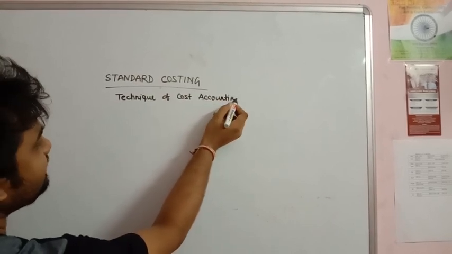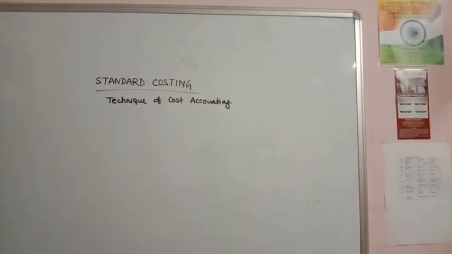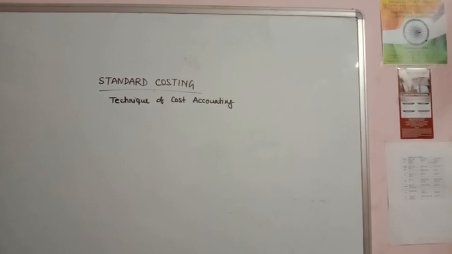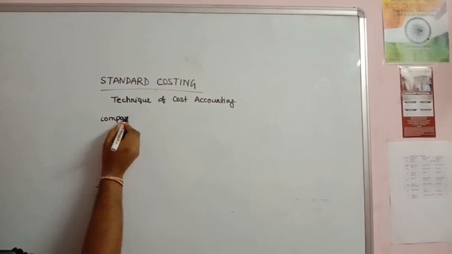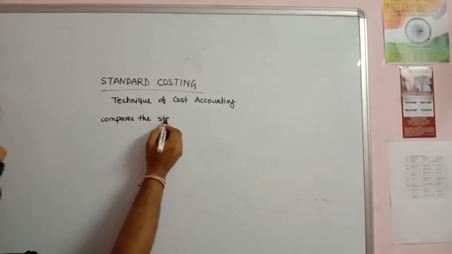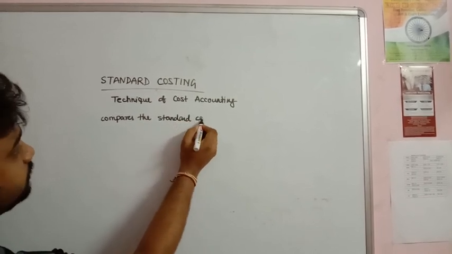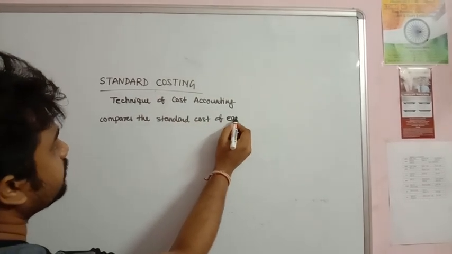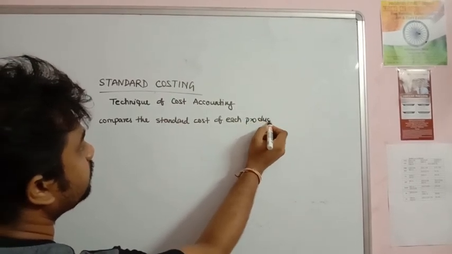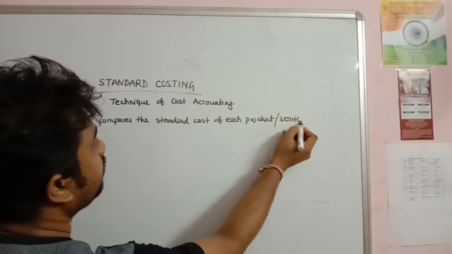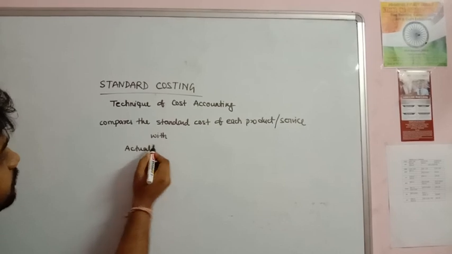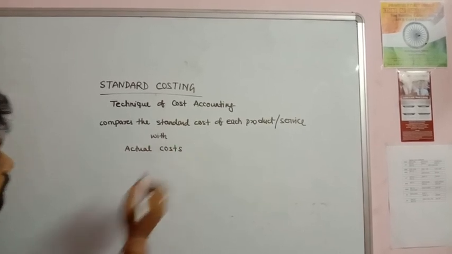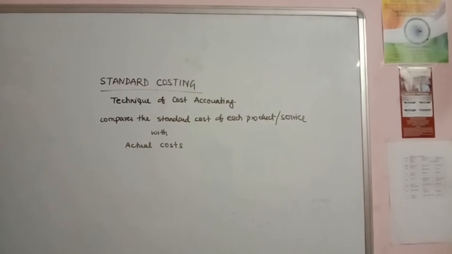Now, what is this technique of cost accounting? What does this particular technique do? This technique compares the standard cost of each product or service with actual costs. So now, why does it compare the standard cost of each product or service with actual costs?